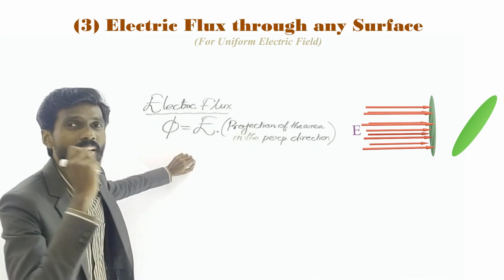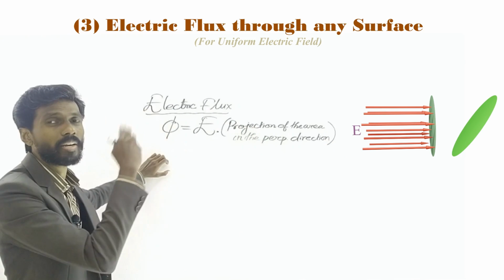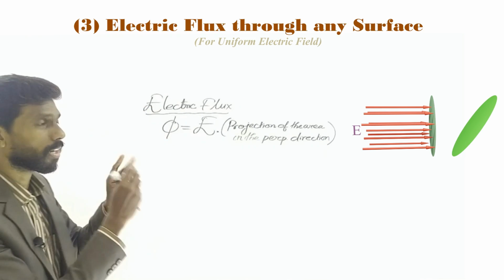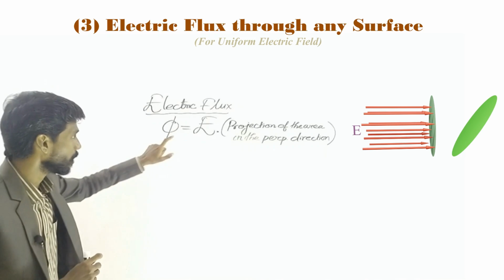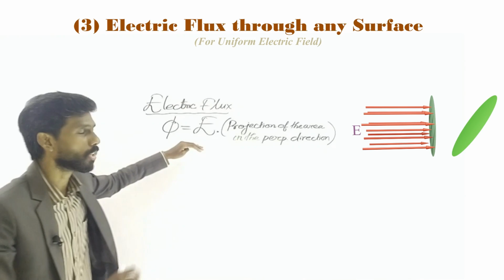So not simply the area of the given surface, but you take the projection of this area in the perpendicular direction, because once you take the projection, now the area becomes perpendicular to the electric field lines. Then we can directly use the formula E multiplied by the area. So that is the formula we've used here. See, this is not the proper formula.